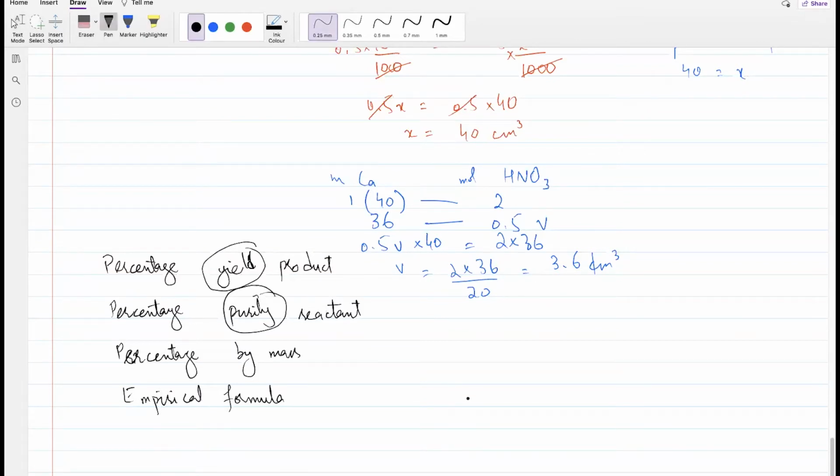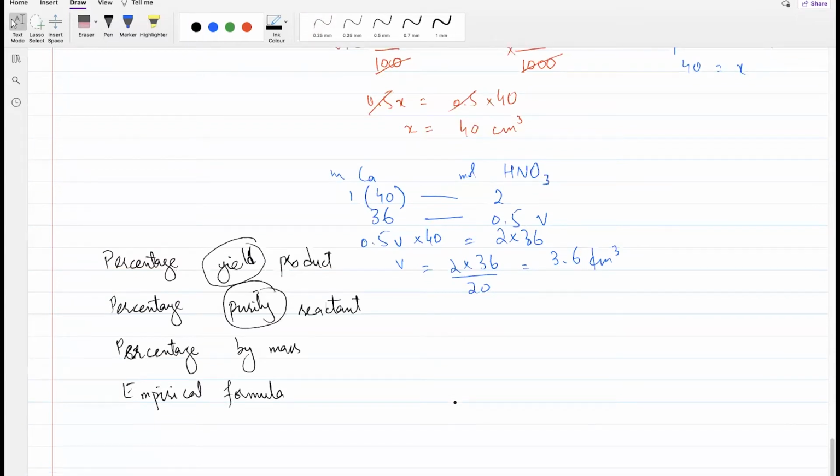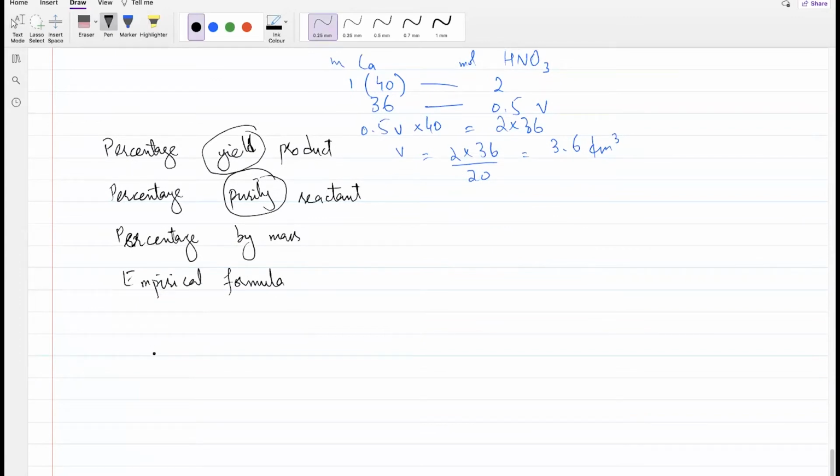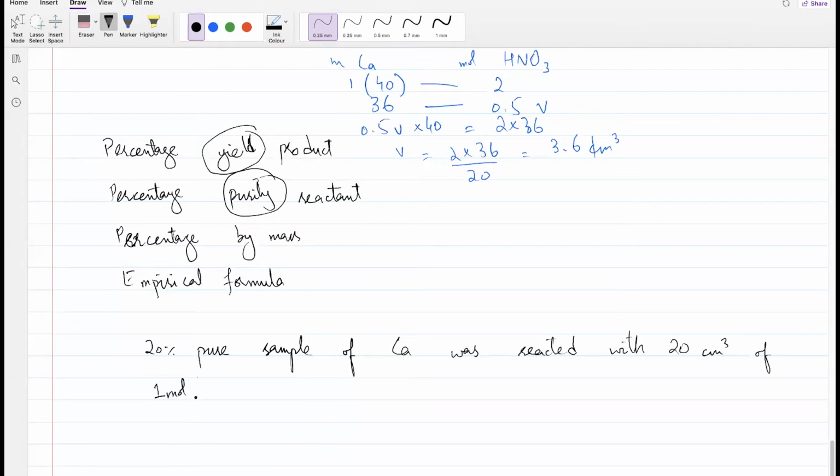So let's suppose in the same reaction, they said it was 20% pure. So instead of saying that all of this happens, the question was phrased in a way that a 20% pure sample of calcium was reacted with 1 mole per dm cube nitric acid. Figure out or calculate the mass of sample.